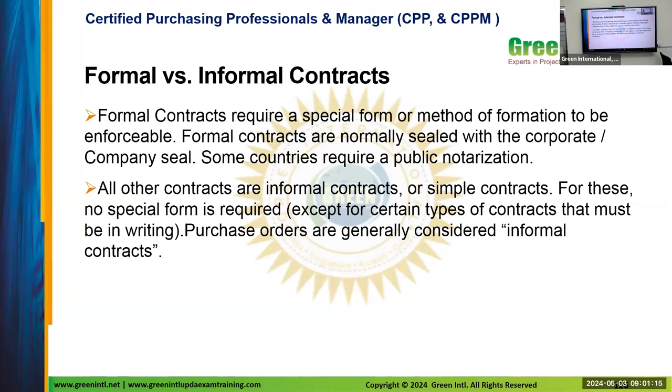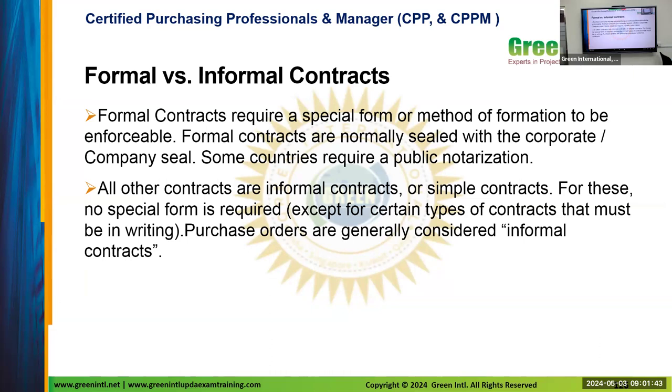Formal versus informal contracts. Formal contracts require a specific form or method of formation to be enforceable. Formal contracts are normally sealed with the corporate company seal. Some countries require a public notarization. So basically, for a formal contract, there is a standard template which has been there for each and every organization, and whenever any contract has to be entered into, that template is used.